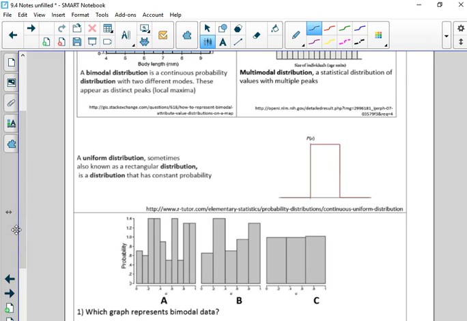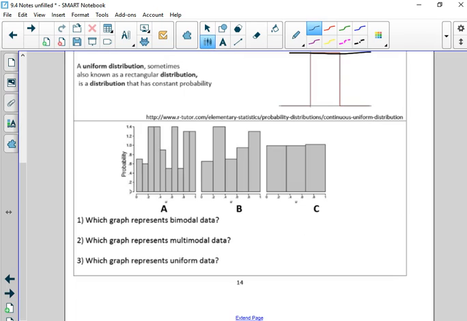Uniform distribution is kind of boring. It's literally just a box. It's uniform because it's the same number straight across. Nothing's changing. Question. Okay, so bimodal data. Well, even though they're not exactly the same, there's your bimodal because it's got two distinct peaks.